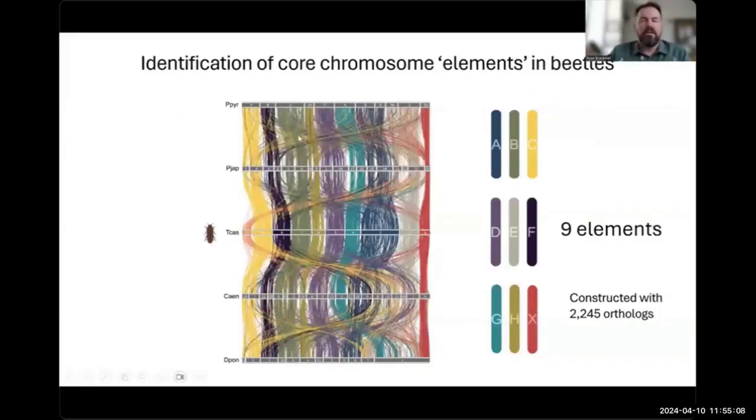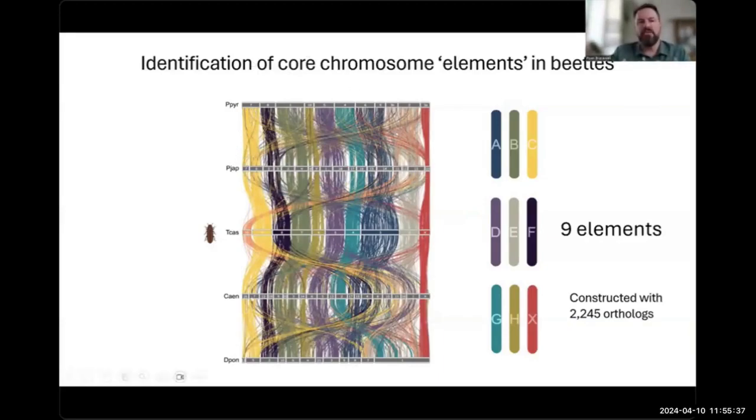And if we draw links between all of the one-to-one orthologs that we can identify across all of the different species, we get this crazy looking thing here. But the main point I'm trying to make is that there seems to be a shared core set of what we like to call elements. You can think of them as Muller elements in Drosophila, or Nigon elements in nematodes.